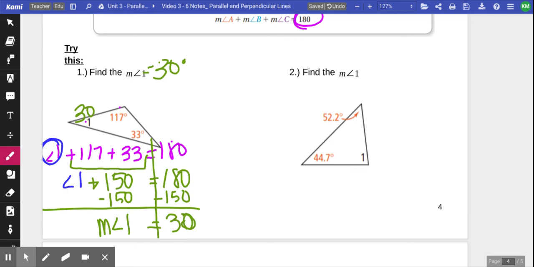And you can do a quick check in your head, right? 117 and 33, you just said is 150. 150 and 30 is 180. So that works. Okay, why don't you try to do number 2? So I'm going to put this on pause, or we'll pause the video, figure out how you can use this over here as a little bit of a guide to figure out the measure of angle 1 over here. And then when you're all ready, maybe take a minute or two, play the video, and then you can check your work.